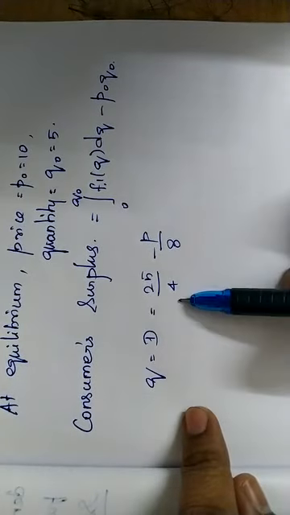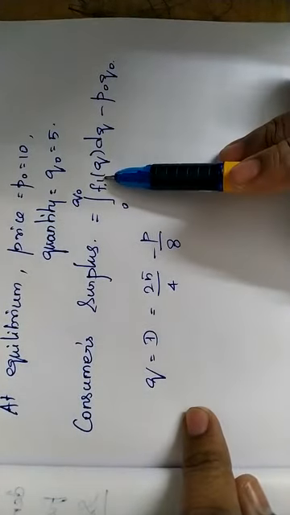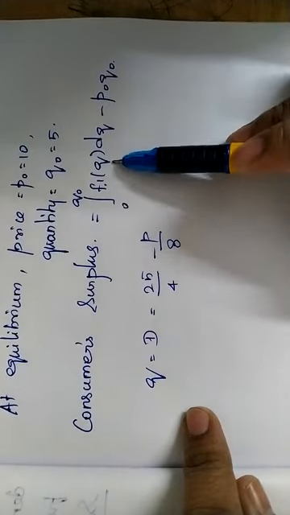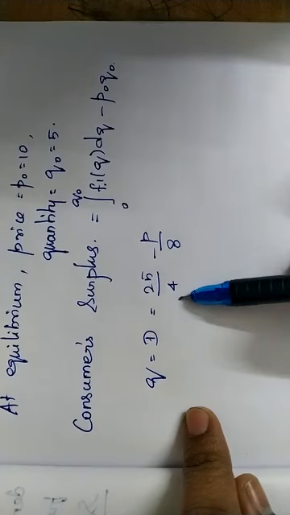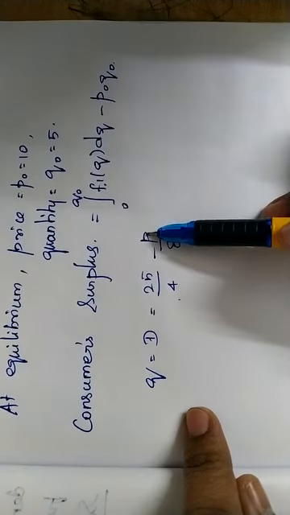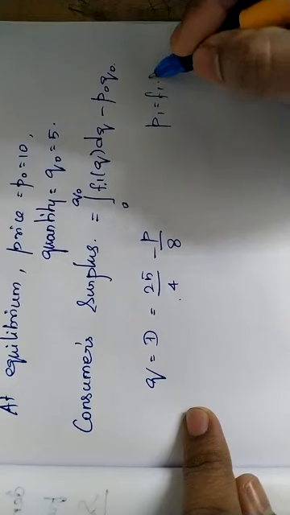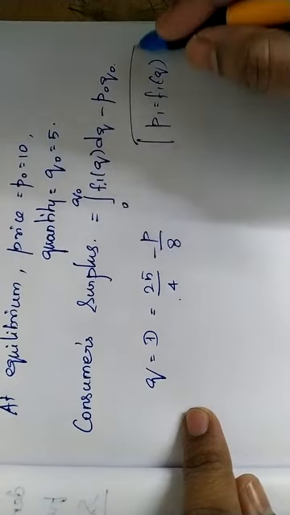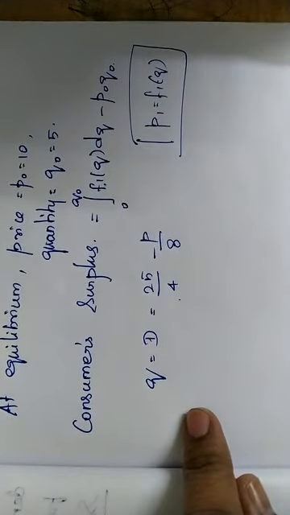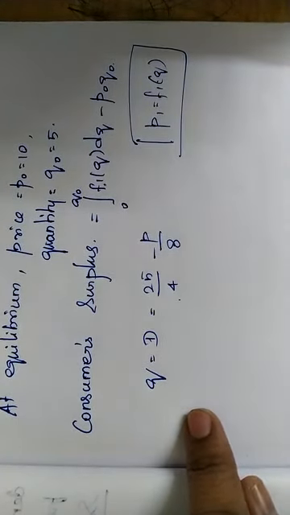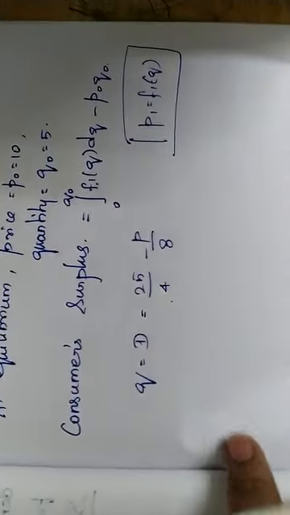When you look at this, we cannot replace the value here. We need a function in terms of Q, but in the question they have given the function in terms of P. So we need to do a small alignment. We need P equal to F1 of Q. That is what we want. But in the question they have given Q in terms of P.